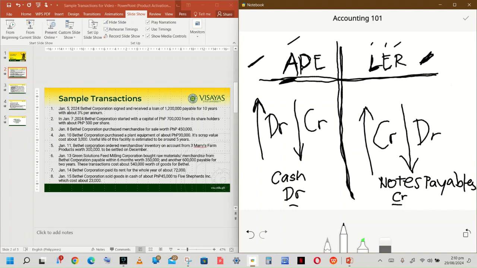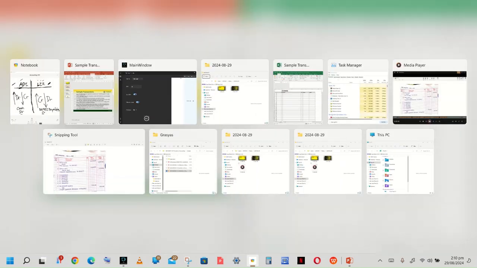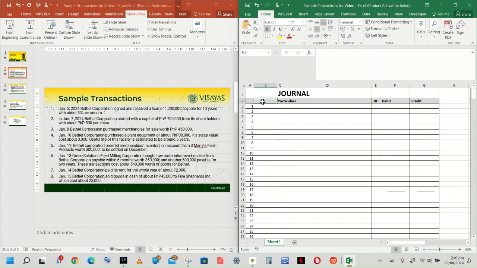So how do we write it? Let's take a look at our journal. This is our journal. Let's utilize Excel, since it will be much easier for us to add and subtract or total things out. Let's first indicate here the date. This could be the year 2024, and the date is January 5.